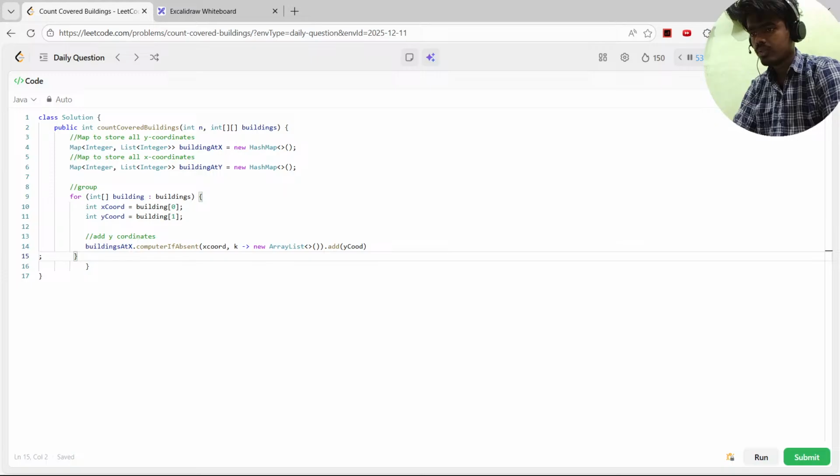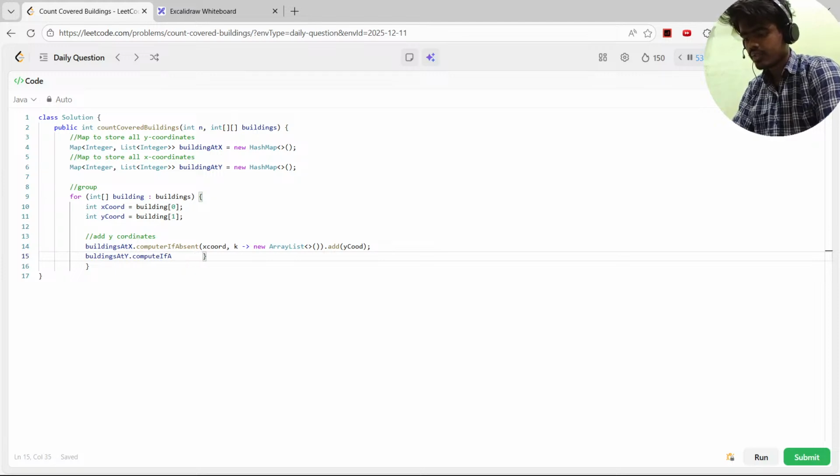Now we will add the x coordinate to the list of buildings at this y. So we write buildings at y, computeIfAbsent.